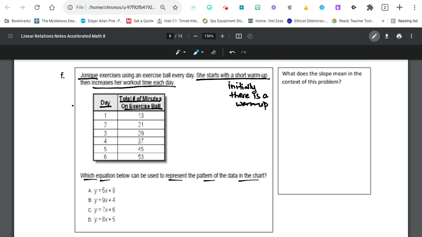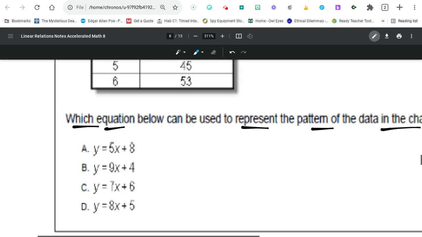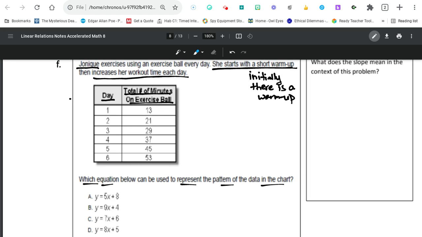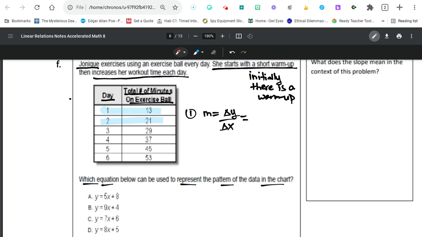So I just need to find an equation. And notice that all these equations are in slope-intercept form. So I'm going to calculate slope by doing the same thing, finding the change in y over the change in x. I'm just going to pick 2 points. I'm going to pick these 2. So what am I doing at 13 to get to 21? Well, I'm adding 8. So the change in y is 8. All right, what am I doing to 1 to get to 2? Well, I'm adding 1. So I can tell that the slope is 8.